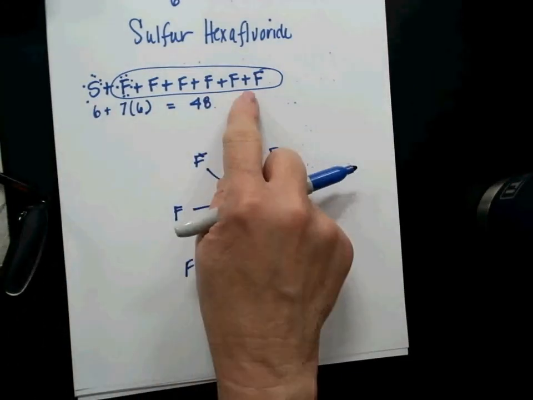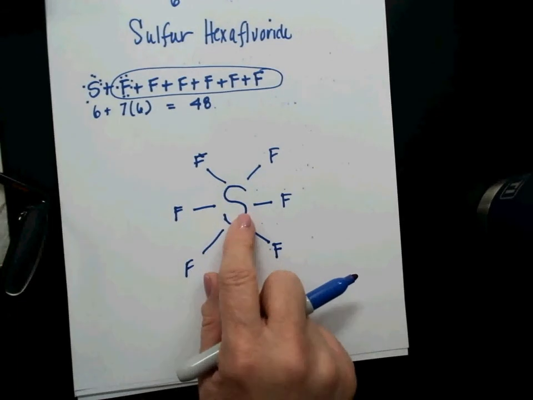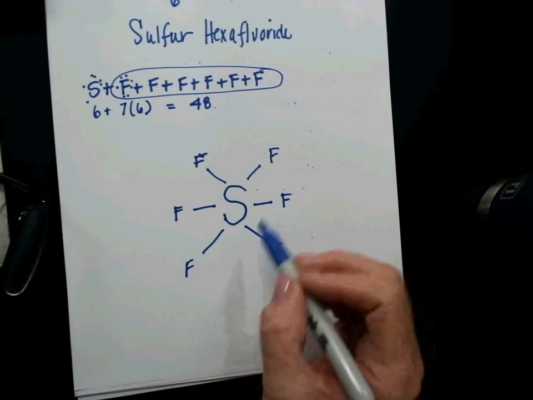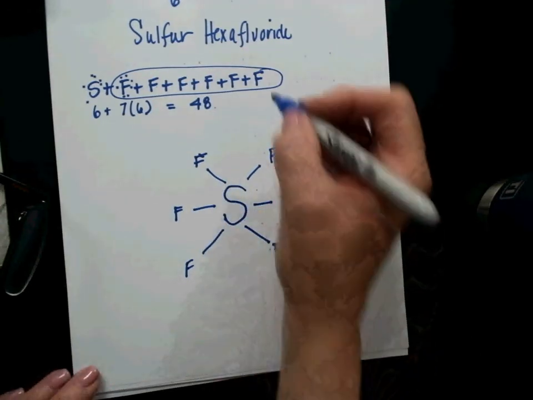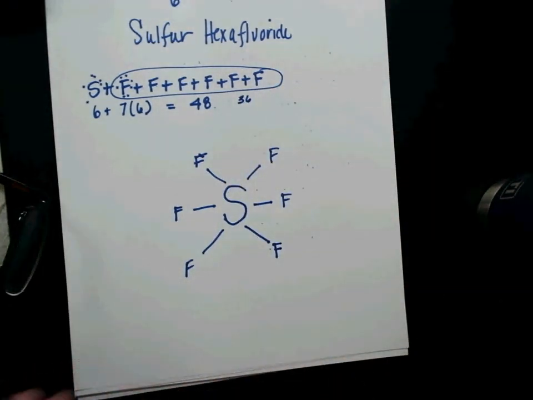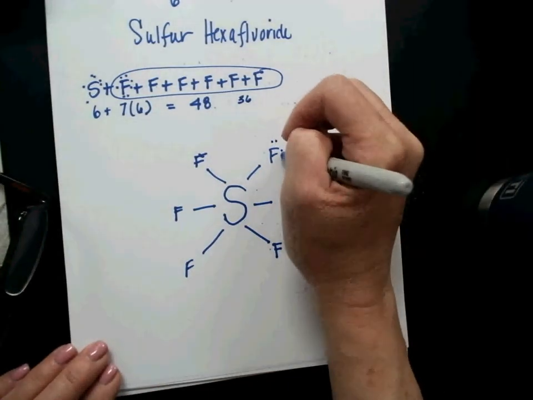When you have a situation like this where you have one and then many, the one will usually go in the center and other things will attach off of it. So let's see how many electrons we have used. 2, 4, 6, 8, 10, 12. Okay, so I've used 12, so that leaves me with 36. But let's go ahead and fill in our fluorines and see what happens.